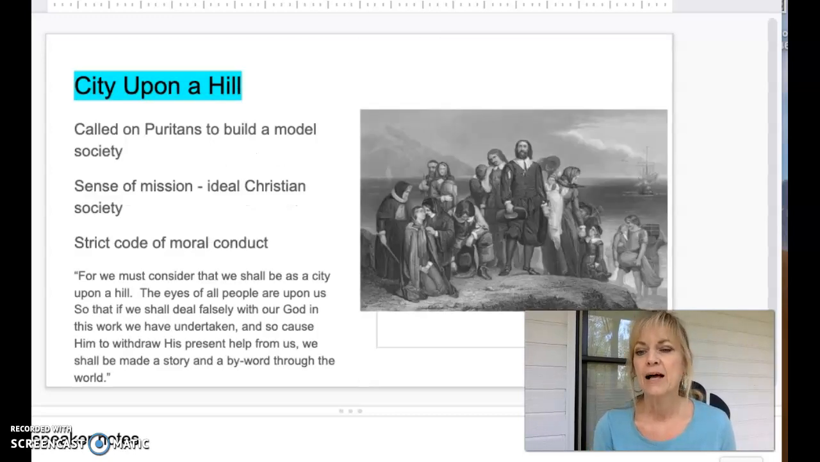If you remember in class, we read excerpts from John Winthrop's City Upon a Hill. These are the Puritans that came, very much different than the establishment of Jamestown. Jamestown was for profit. The Puritans came to build a model Christian society. Very strict moral code of conduct, no separation of church and state. They believed that laws only existed to enforce God's laws. Remember the famous quote there, the eyes of the world are upon us.